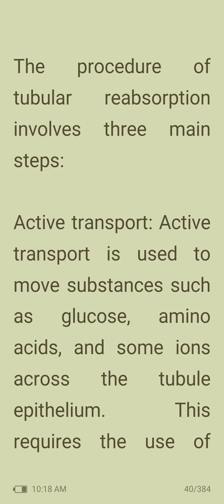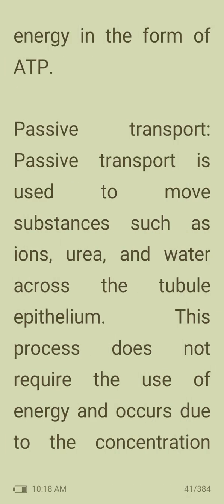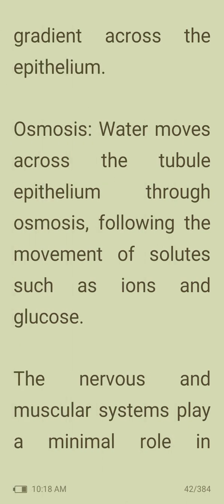Active transport. Active transport is used to move substances such as glucose, amino acids, and some ions across the tubular epithelium. This requires the use of energy in the form of ATP. Then passive transport. Passive transport is used to move substances such as ions, urea, and water across the tubular epithelium. This process does not require the use of energy and occurs due to the concentration gradient across the epithelium.